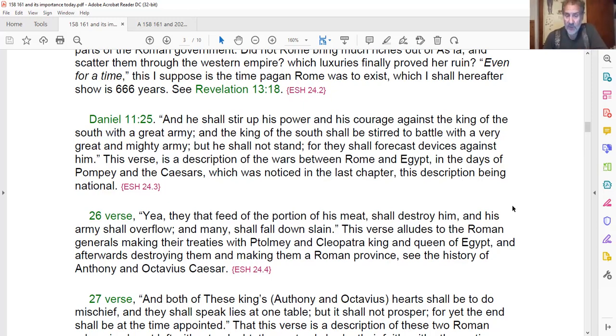Now, the 26th verse. Yea, they that feed of the portion of his meat shall destroy him, and his army shall overflow, and many shall fall down slain. This verse alludes to the Roman generals making their treaties with Ptolemy and Cleopatra, king and queen of Egypt, and afterwards destroying them and making them a Roman province. See the history of Anthony and Octavius Caesar.